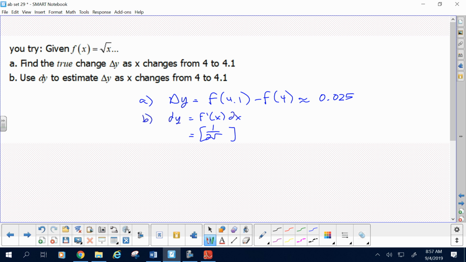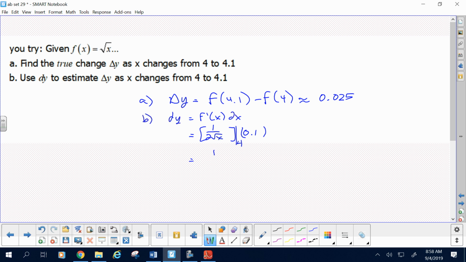1 over 2 root x at what value? At an x of 4 or 4.1? 4, and what's dx? Oops. Oh, gosh, sorry. What's delta x?